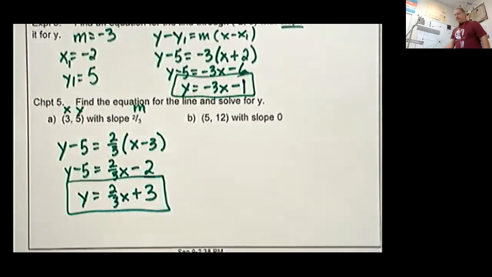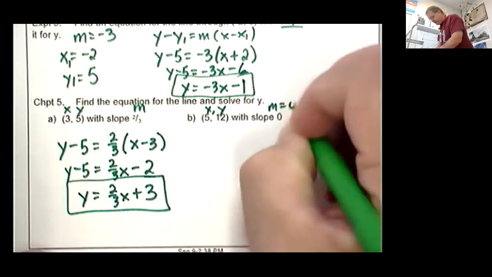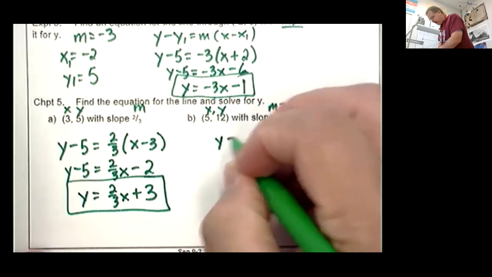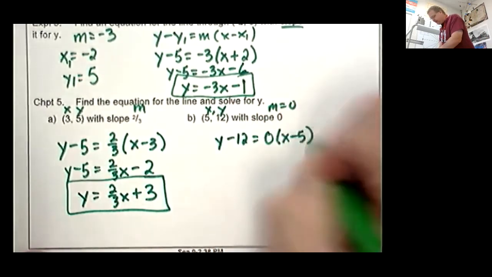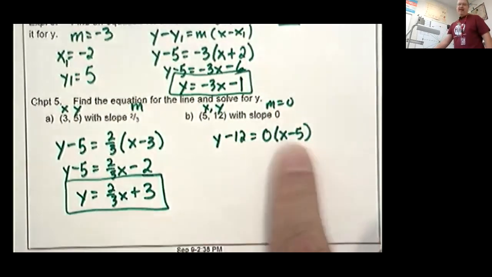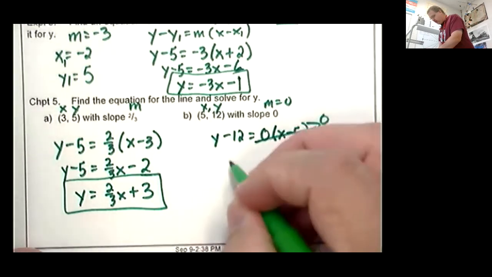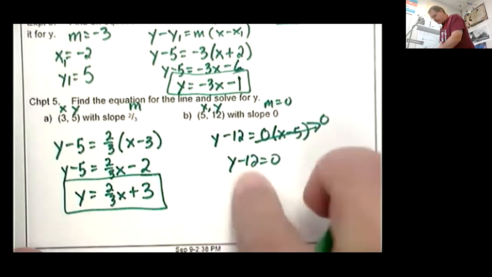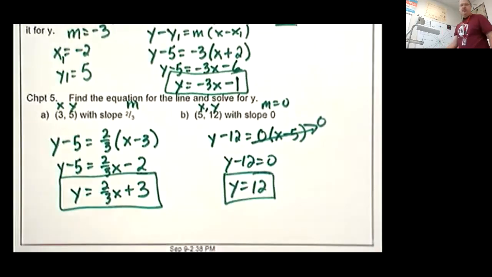Letter B, same thing. We're going to plug in our pieces. Remember, this is x, y. Our slope is now 0. This is y minus 12 equals the slope of 0 times x minus 5. Well, what's 0 times anything? That's 0. So y minus 12 equals 0. Just add 12 to both sides. Y is 12. So there's our horizontal equation, y equals 12.